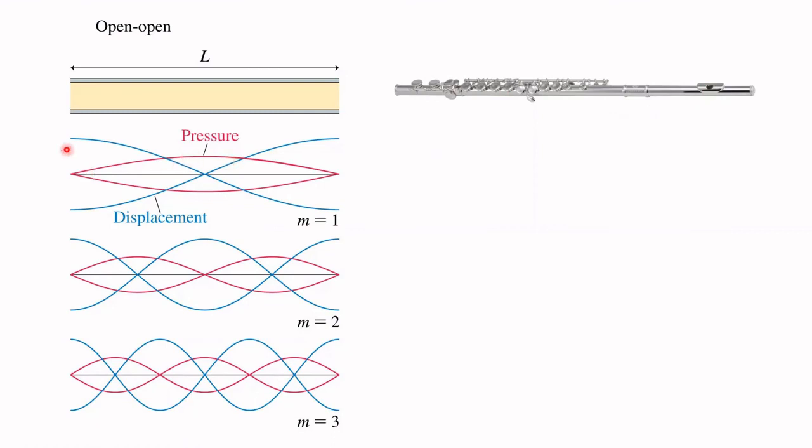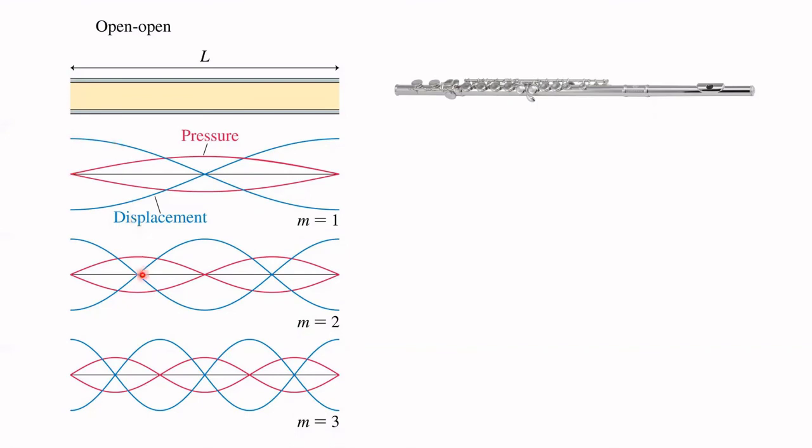Let's talk about pressure because both boundary conditions involve the pressure. The pressure has to have a node at both open ends because the pressure must match atmospheric pressure at all times. That means no fluctuation above and below atmospheric pressure. So if it's a pressure node, it must be a displacement antinode.